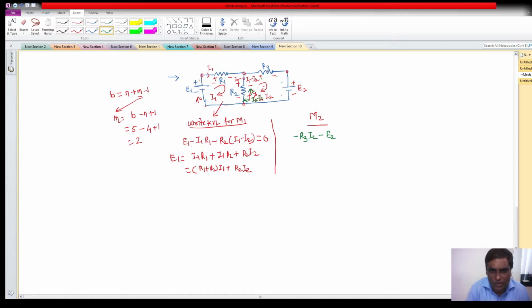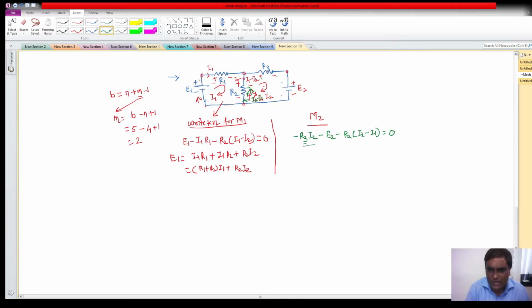Again I am going from here to here, so this will be positive negative, so again there will be drops, which will be minus R2, and current will not be I1 minus I2, but it will be I2 minus I1, which will be equal to 0.